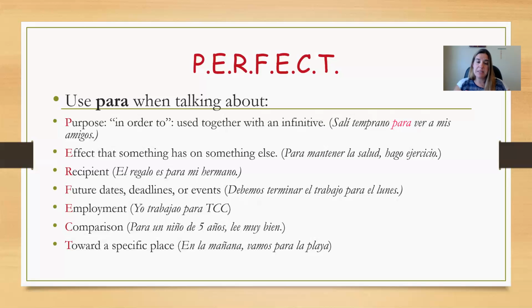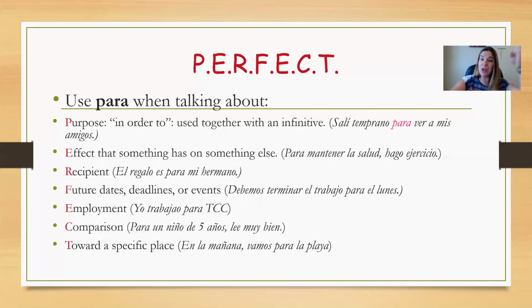Toward a specific place. En la mañana vamos para la playa. So this is toward, and then you're going to see around and through are used with por. The preposition does matter. Sometimes it doesn't matter, and that's another reason why I hate teaching por and para, because sometimes it makes sense to use either, and it's splitting hairs if you're going through a place, towards a place, or around a place. In this particular example, if you're heading somewhere, like heading to the beach, use para, okay? That's actually good.